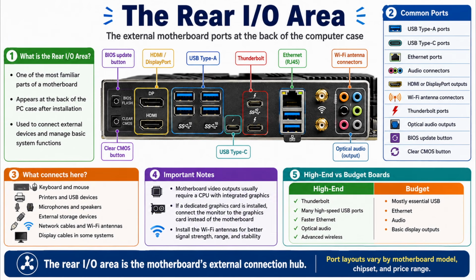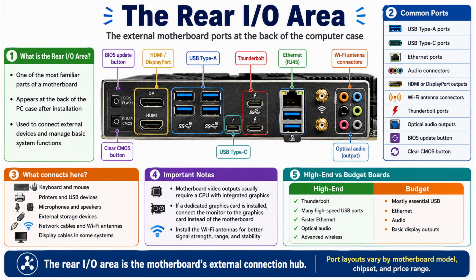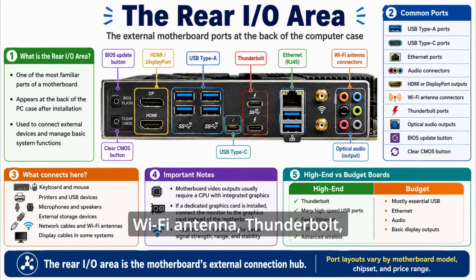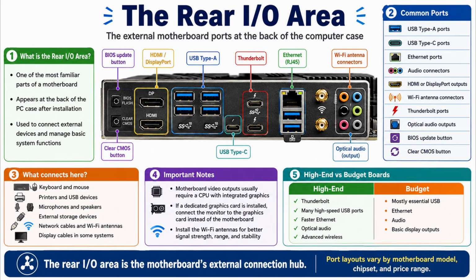Chapter 3. The rear I/O area. The rear input and output area appears at the back of the computer after the motherboard is installed in the case. It may include USB Type-A, USB Type-C, Ethernet, audio, HDMI, DisplayPort, Wi-Fi antenna, Thunderbolt, and optical audio connections. Some boards also provide BIOS update and clear CMOS buttons. Keyboards, mice, printers, microphones, speakers, external drives, and other peripherals connect through this area.